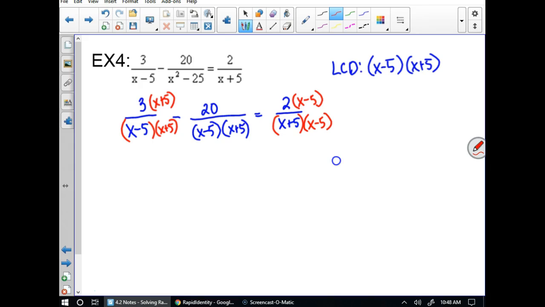So you're just going through each fraction and trying to see what you need to multiply to get your least common denominator. And once you get all of those denominators the same, I could do a bunch of work to show why it works, but it's okay with me if you don't. I can just mark out the denominators because they're all the same. So that leaves me with 3 times x plus 5 minus 20 equals 2 times x minus 5.